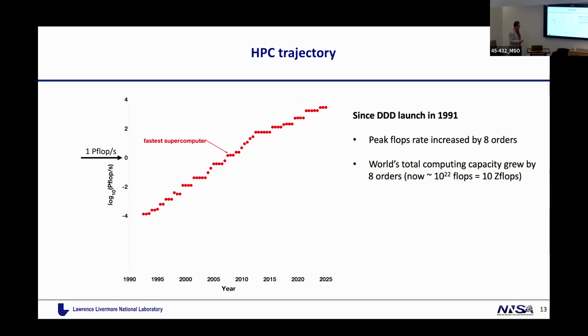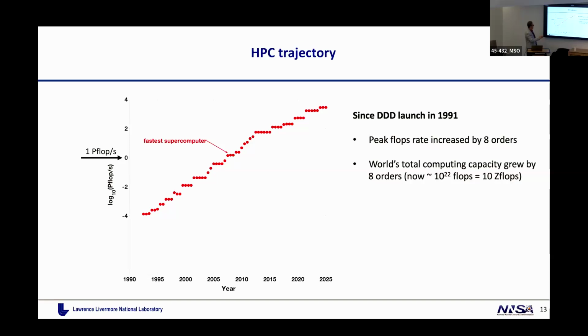This is really the reason, is that since 1991, when the dislocation dynamics method was proposed, the peak flop rate increased by 8 orders of magnitude. 1991 is here somewhere, so there's no Top 500 list back then. 8 orders of magnitude. Total computing capacity, how many flops you can generate in a year, is 10 zettaflops. Okay, so we're into zetta stuff.